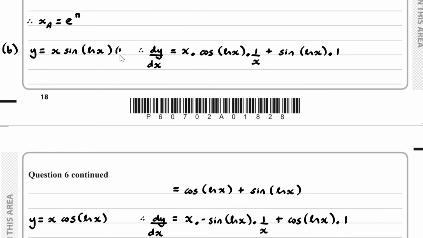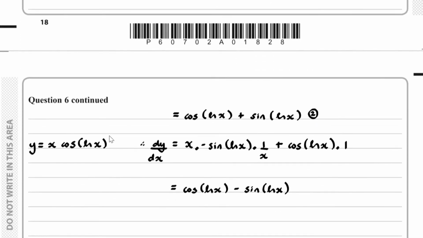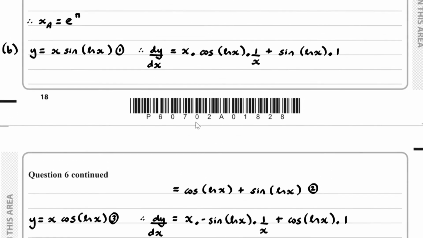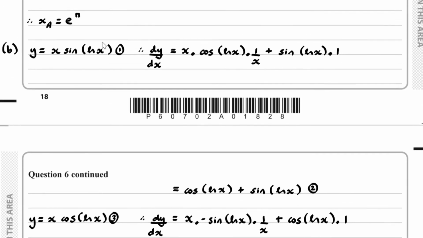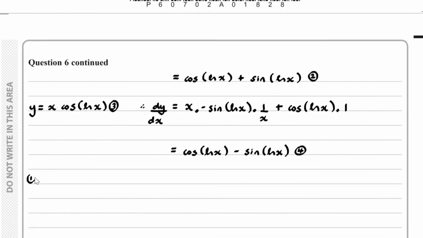Well, if I call this equation 1, the derivative equation 2, this equation 3, and this equation 4, well, if I add 1 plus 3, then I would have y equals x times the sine of the natural log of x plus x times the cos of the natural log of x.